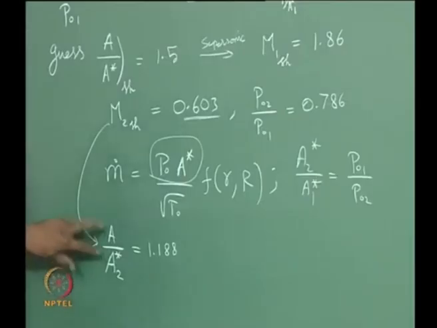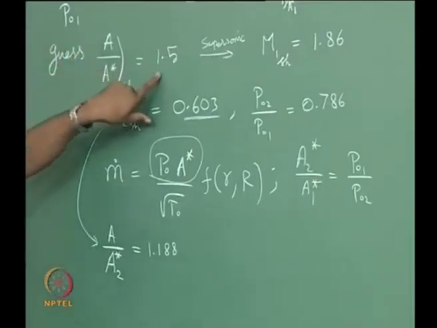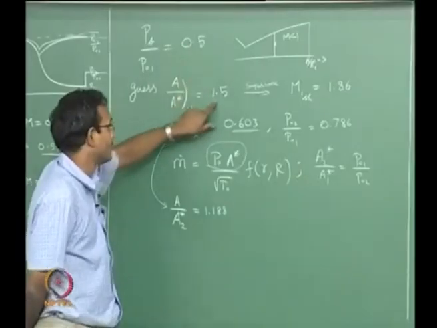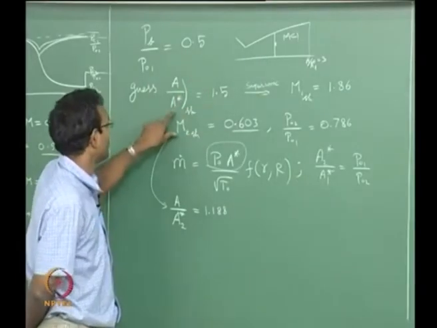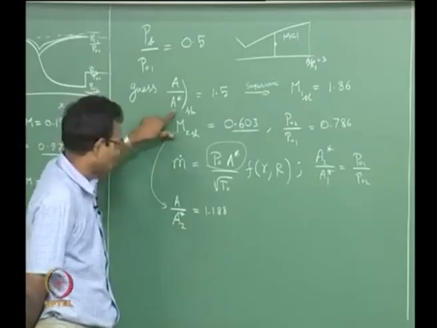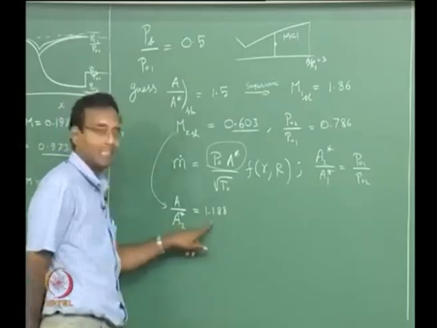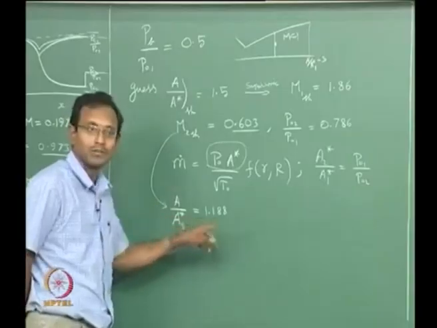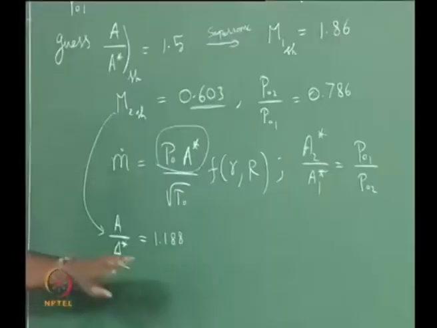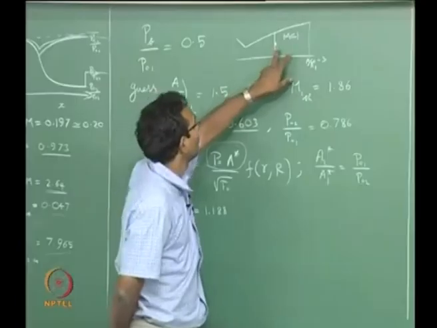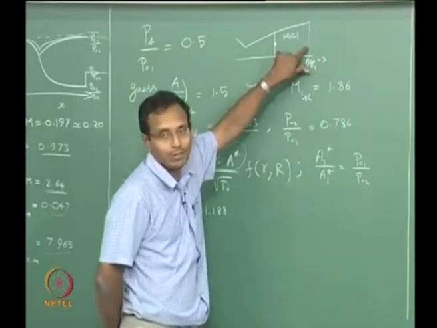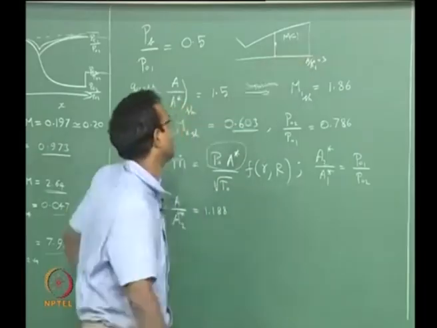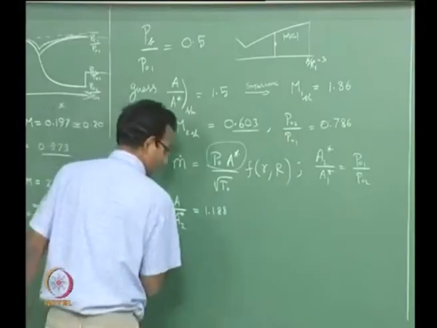Why? The previous A by A star which we started with was 1.5 at the same location. We haven't moved yet, it is the same location. So across the shock, this is my A1 star really. A2 star is higher, the denominator is higher, so my ratio is lower. I have gone to this point. Now the same A star will go from here all the way to here because the flow is isentropic here. Nothing is changing. Same mass flow rate, isentropic. So it has to be the same. So now I can use the same A star.